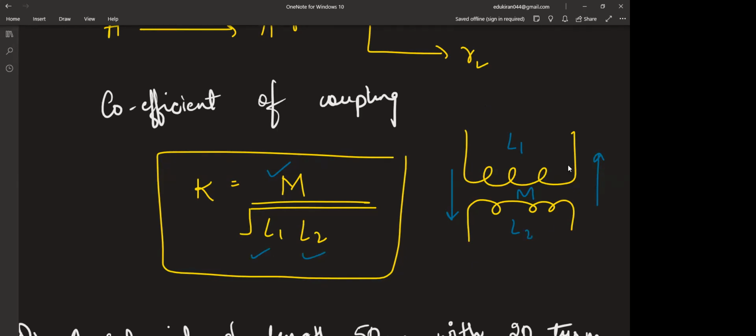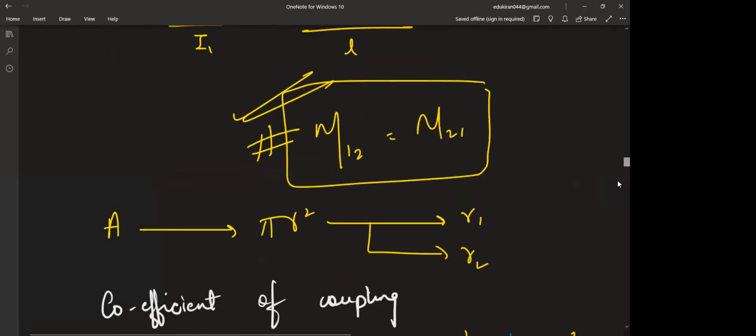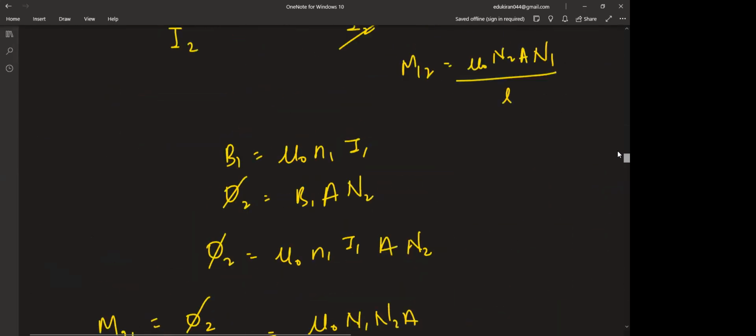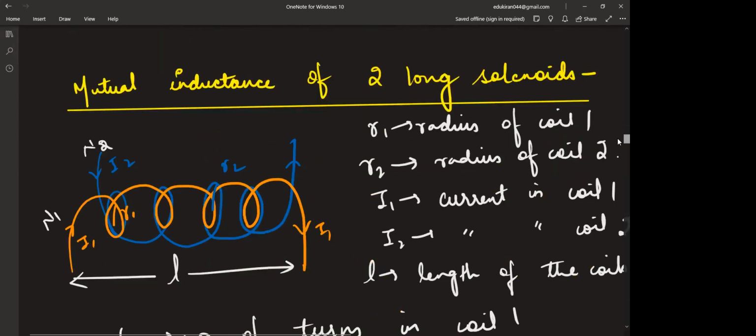So in order to relate all these three, we have a coefficient which we call as coefficient of coupling, whose value is usually between 0 to 5, I think. I just have to confirm this. I don't remember. So K is equal to M divided by under root L1 into L2. All right. Write down this. Then we'll start with alternating current.